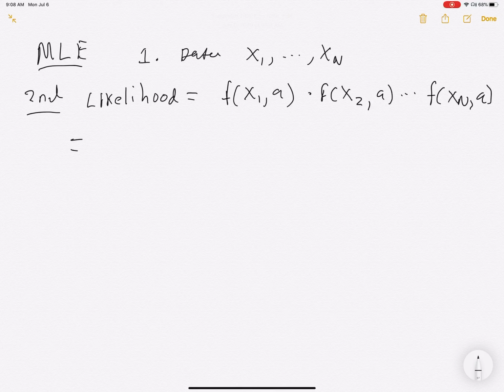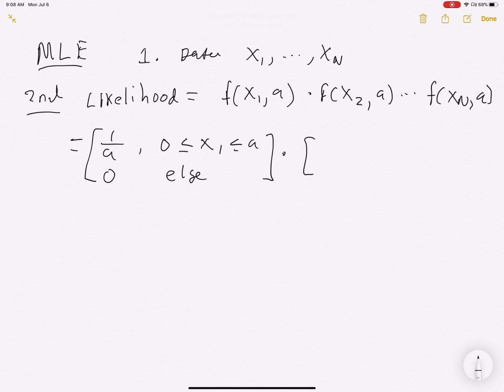If I write down this density function, it's going to be 1 over a if x1 is less than a, and is going to be 0 else. Then it's going to be 1 over a, 0 else, if x2 is less than or equal to a. It keeps going like this until I get to x sub n.